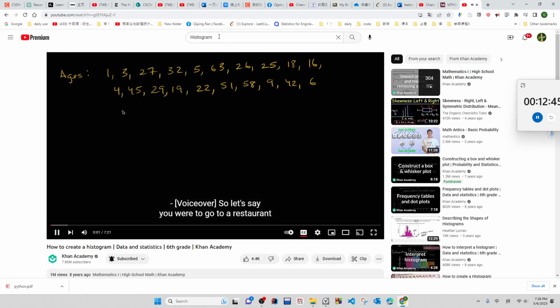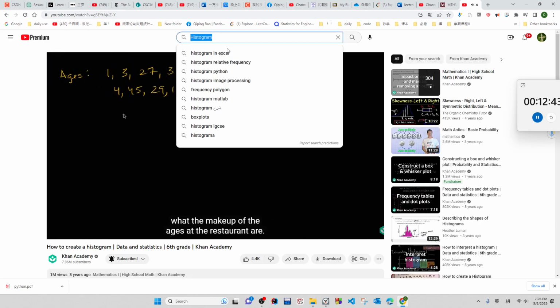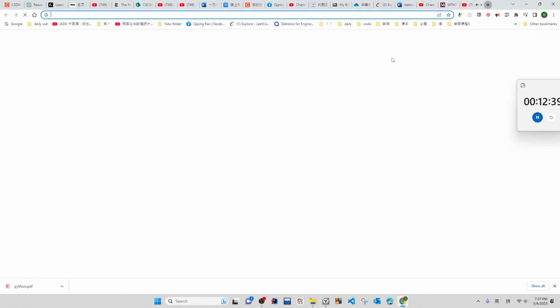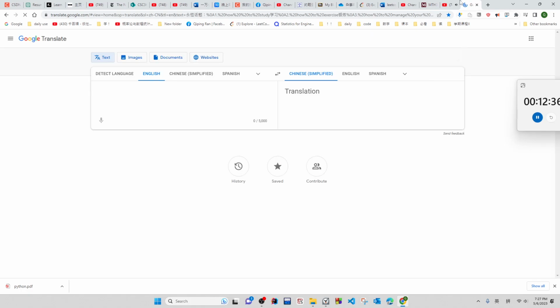So let's say you were to go to a restaurant, and just out of curiosity, you want to see what the makeup of the ages at the restaurant are. So you go around the restaurant and you write down everyone's age. So these are the ages of everyone in the restaurant at that moment. And so you're interested in somehow presenting this, somehow visualizing the distribution of the ages.